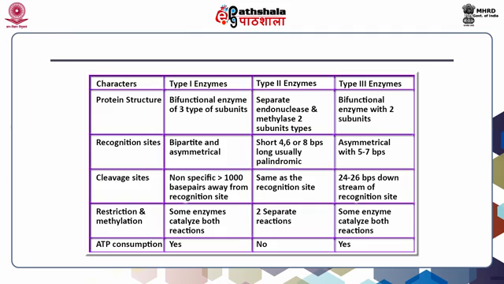Cleavage sites in type 2 enzymes are same as that of the recognition site, while cleavage sites in type 3 enzymes are 24 to 26 base pairs downstream of the recognition site. Restriction and methylation. In type 1 enzymes, some enzymes catalyze both reactions. Two separate reactions of restriction and methylation are carried out by type 2 enzymes, and some enzymes catalyze both reactions in case of type 3 enzymes. ATP consumption exists in case of type 1 and type 3, but not in case of type 2 enzymes.